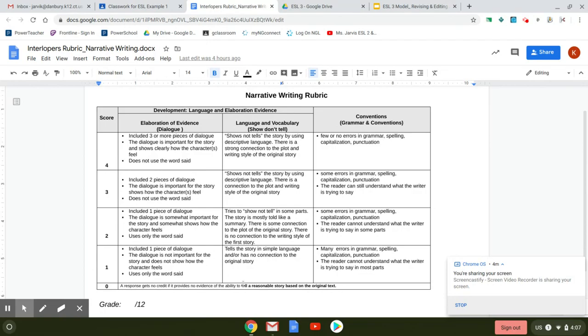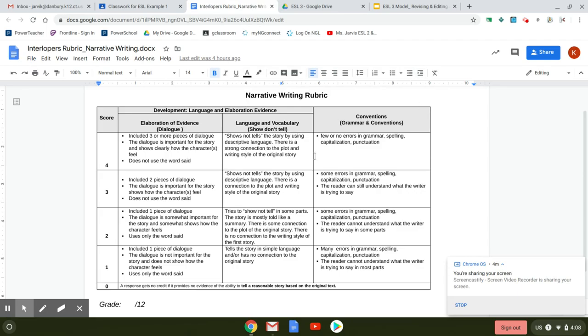That's a 4. If it tells the story in simple language or it has no connection to the original story, that's a 1. So let's say your story looks like it was written by someone in ESL 1 and it's very basic, that's a 1. Or if it makes no sense, like aliens arrive.